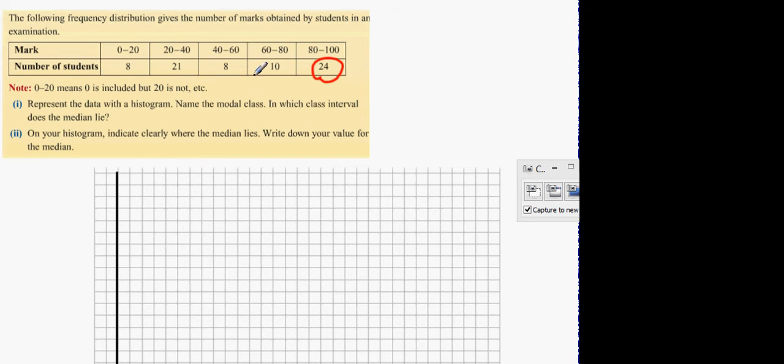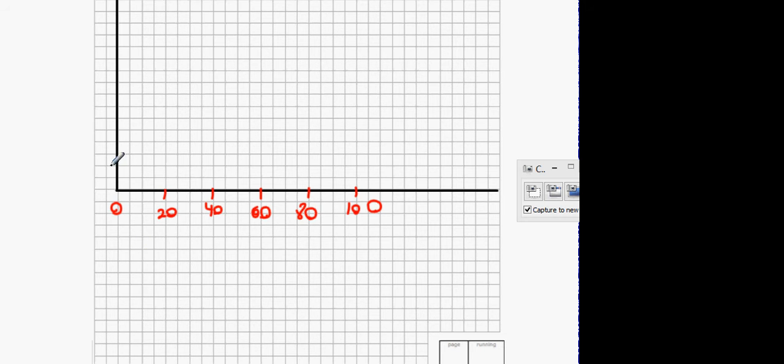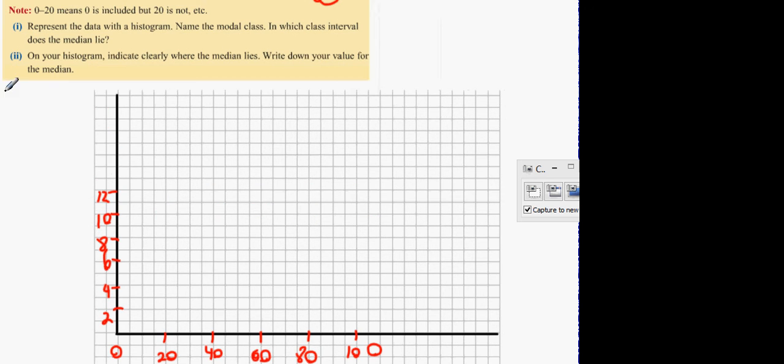The next thing I have to do after that is the y-axis, which is the number of people. The maximum number of people is 24. All of them are even numbers, so I'm just going to go up in 2s. It's going to be 2, 4, 6, 8, 10, 12, 14, 16, 18, 22, and 24 going up there.